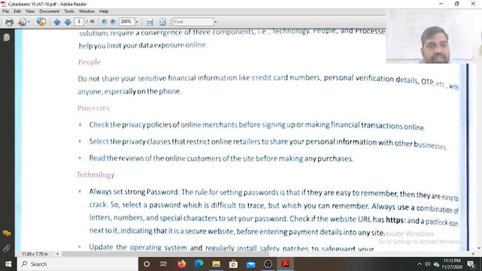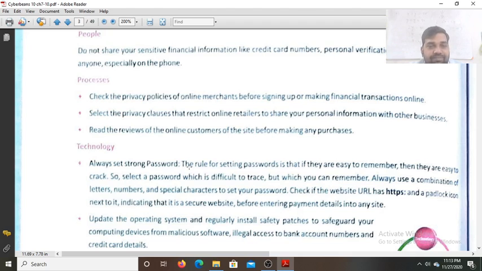Next, the technology. Always set a strong password. The rule for setting a password is that if they are easy to remember, then they are easy to crack also. So make a difficult password. Select a password which is difficult to trace and which you can remember. Always use a combination of letters, numbers, and special characters to set your password.